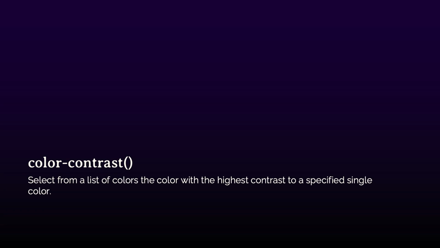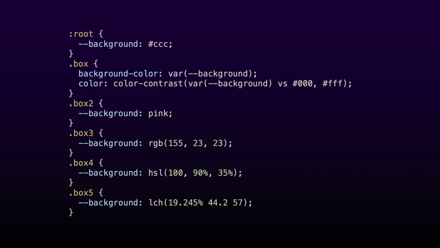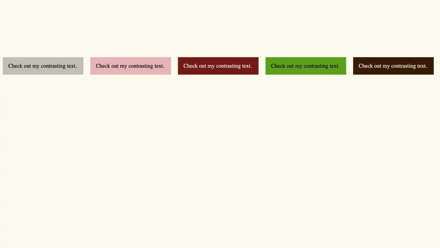And for the people doing theming, I think color-contrast is going to be super useful because you can select from a list of colors the one with the highest contrast to a specified single color. So you don't end up with this issue of, if you've got people changing the background of stuff, text that then doesn't have enough contrast. And that works a bit like this. So I can change the background, and then it's going to pick whether white or black is the most contrasty, to hopefully get a decent view depending on what the background color is.